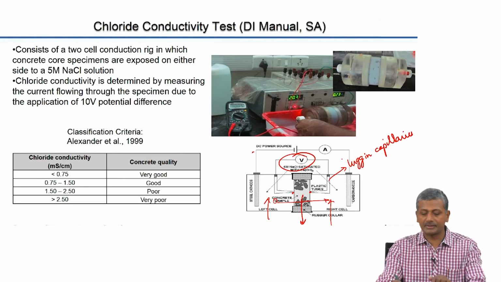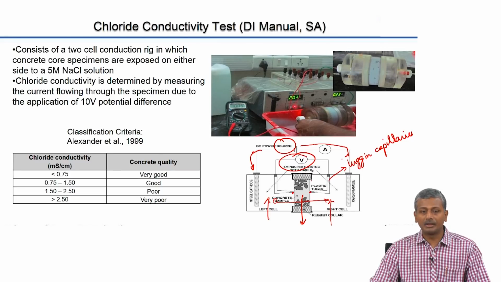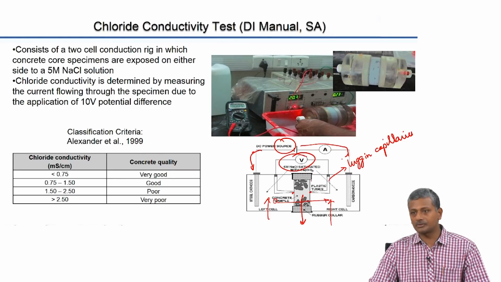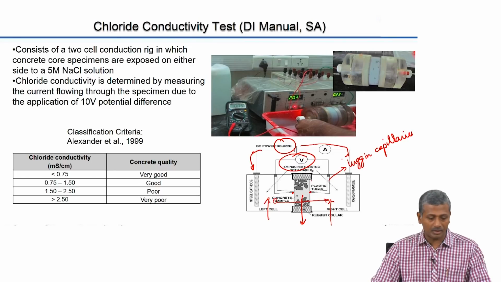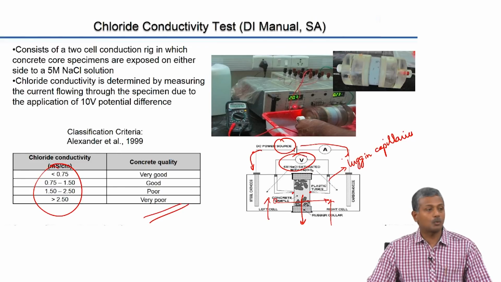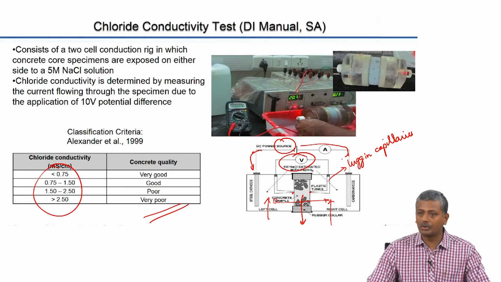So, you apply a current on the outer electrode from the power source, and you simply measure the voltage across the concrete, and you convert this voltage to the conductivity of the concrete. So, you find the inverse of resistivity and call it conductivity, and based on the concrete conductivity you can again qualify the concrete in terms of being very good or poor or very poor.